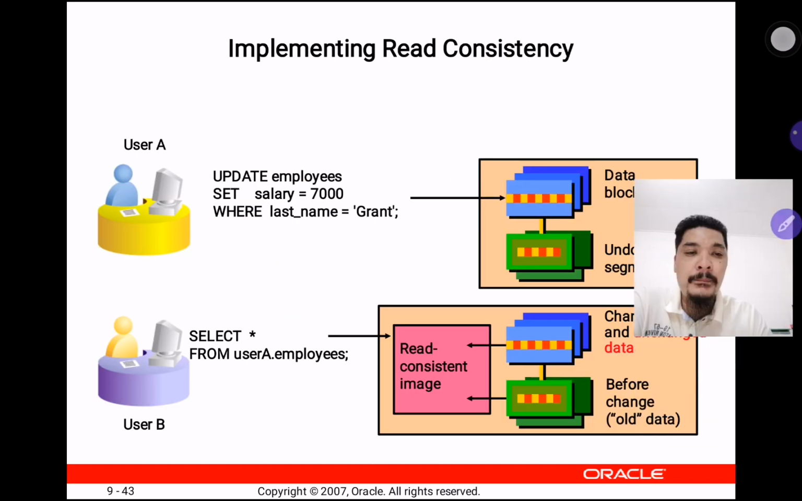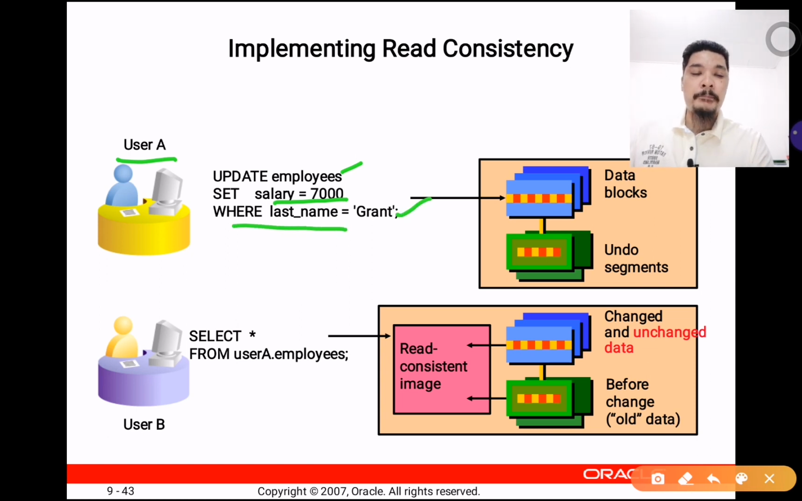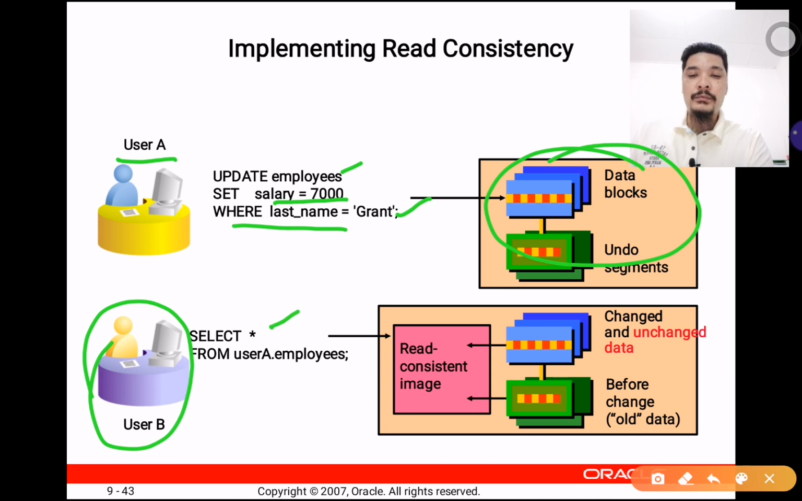Implement read consistency. Number one is this. In this example, user A updates employees, sets salary to 7,000 where last name equals Grant. So we will update here in the data block and also the undo statement. Then user B selects all from user A's employees. It will read the consistent image here.